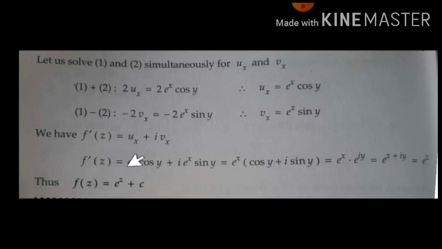So this is another type of problem that you will come across in construction of analytic function.